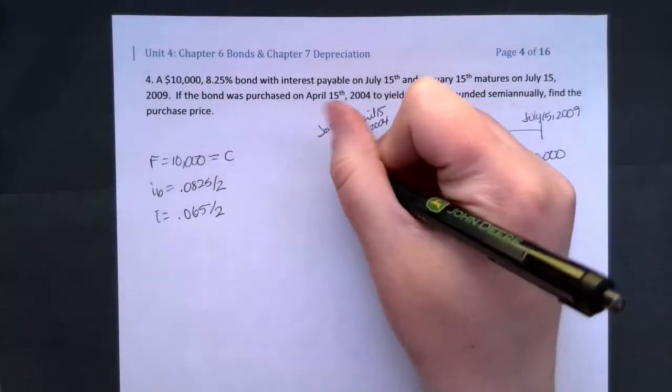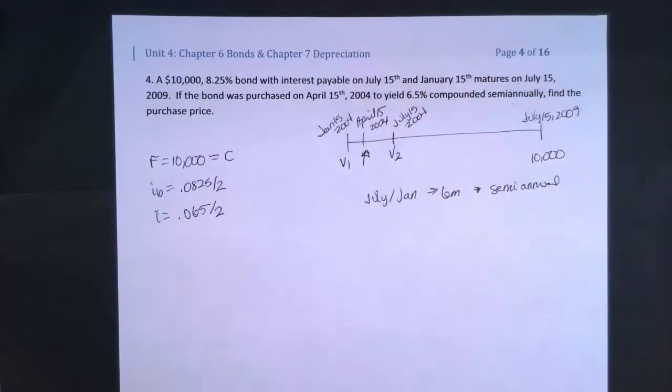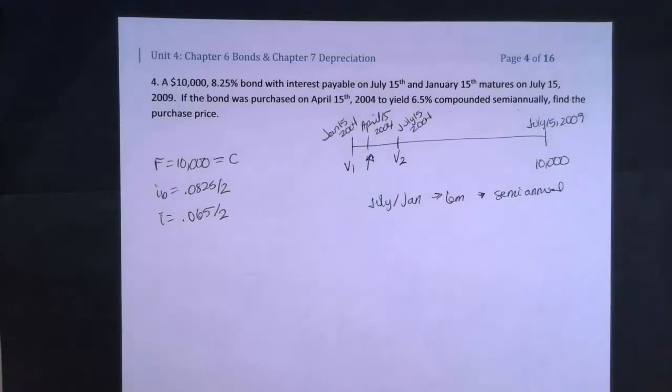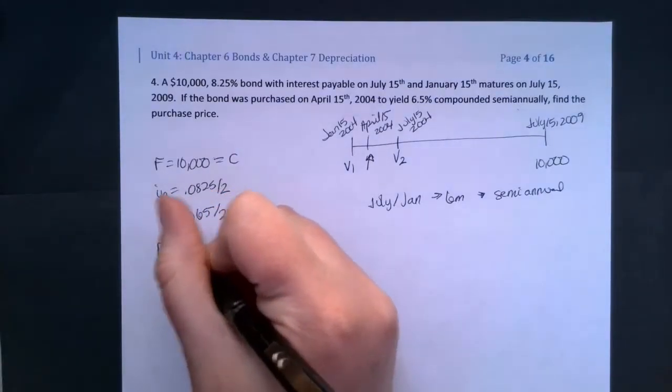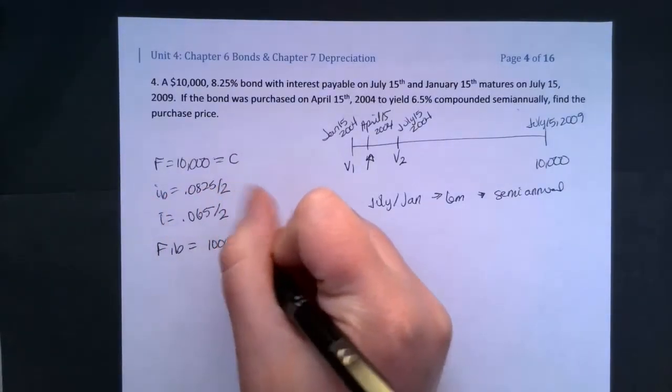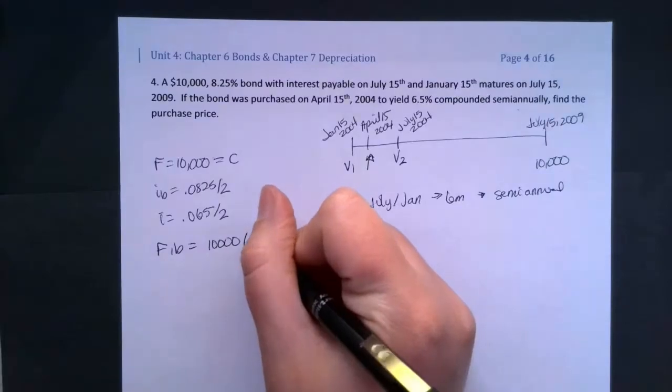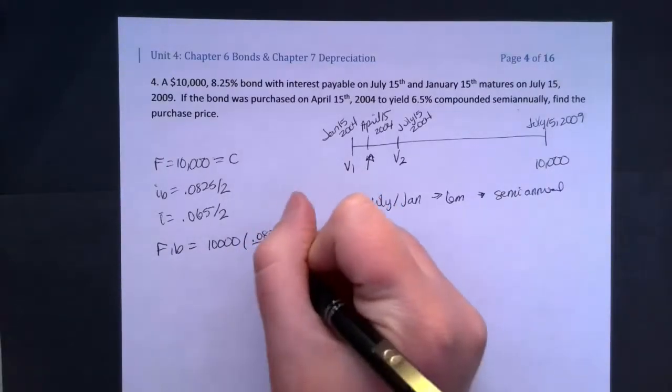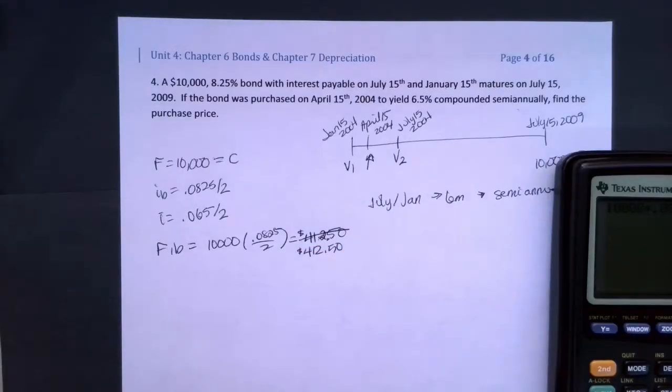So that's where we're looking. So again, that day before is always V1, the day after is V2, and we have to figure out what both of those are. Now looking at this, our next step is going to be to determine the N's and our FIB. So let's do FIB first. So it's going to be our 10,000 because that's our F, times 0.0825 over 2. So we get $412.50 for FIB.